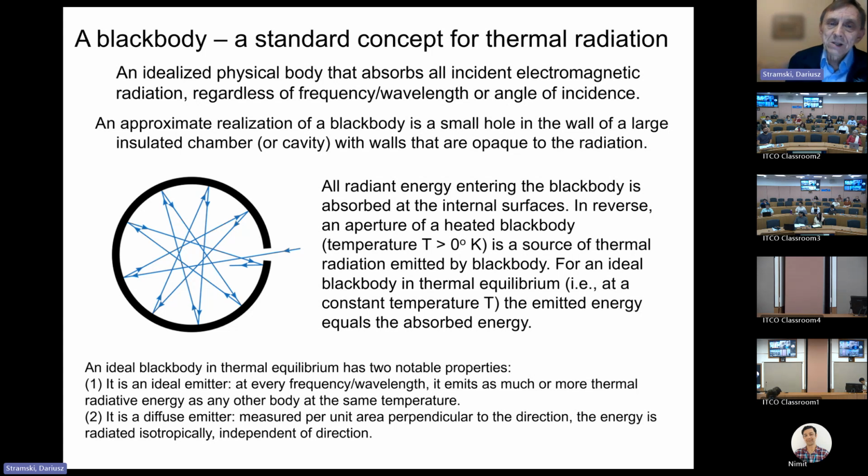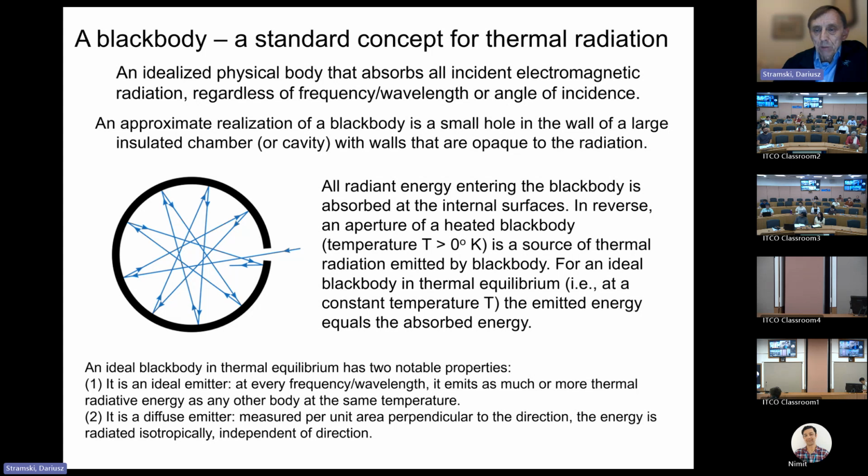And an approximate realization of a black body is a cavity which has a small hole in the wall, with walls that are opaque to the radiation. So we can see here the schematic diagram of a black body cavity with the small hole here. All radiant energy entering the black body is absorbed by atoms distributed along the internal surface of the walls of the cavity, and in reverse, an aperture of a heated black body is also a source of thermal radiation emitted by the black body.